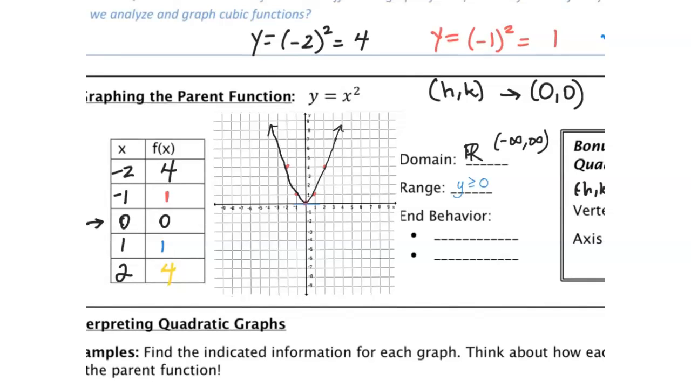As for our end behavior, remember that you have a left end and a right end. The left end will have, as x is going towards negative infinity, our y is going towards, and then we fill in our blank. So on the left, we're going up, up, up. So we're going towards positive infinity. Our right end is as x is going towards positive infinity. What's happening to our y? So on the right over here, we're going up, up, up. So then our y's are going up towards positive infinity as well.